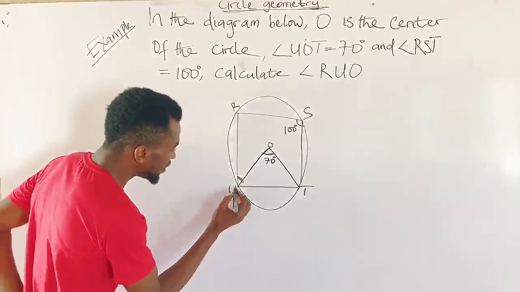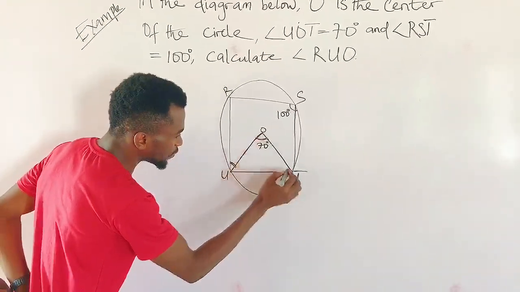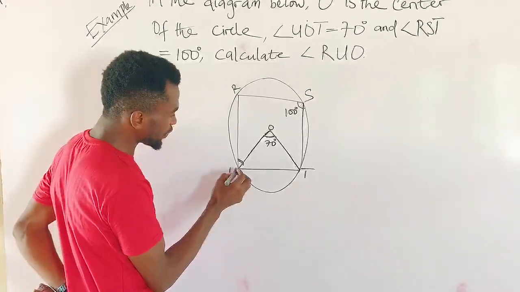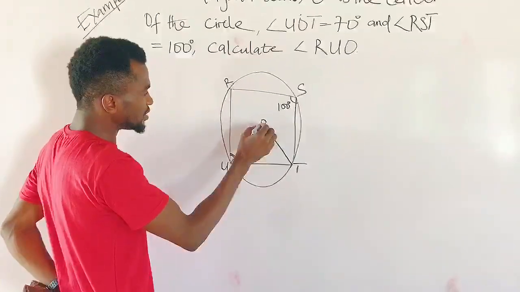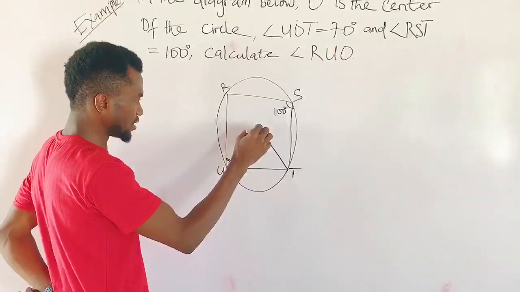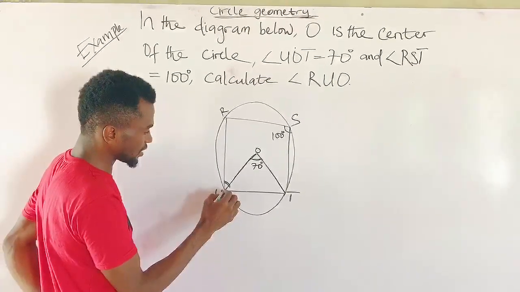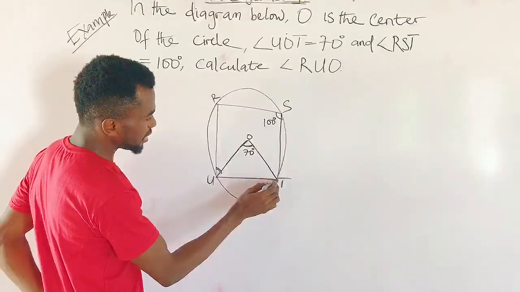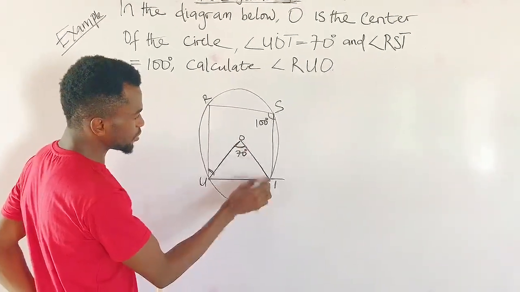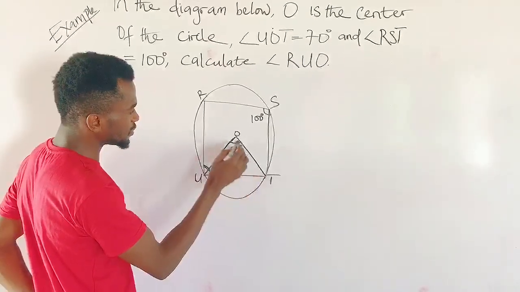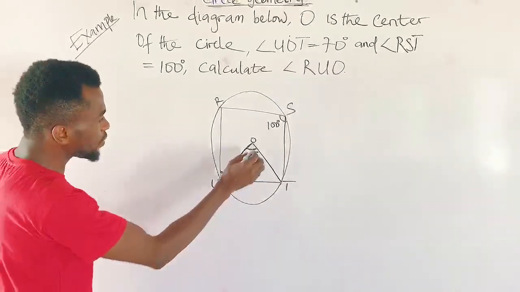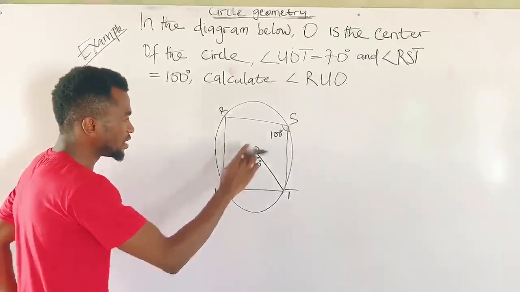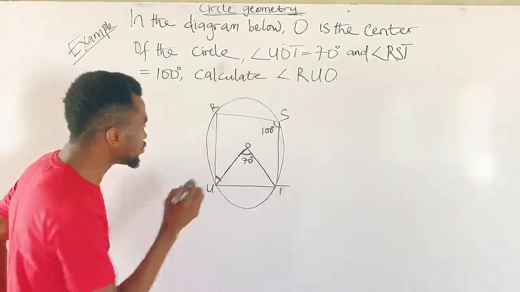Now if you observe this line from here to here and from here to here, they are radius, because they are lines drawn from the circumference of this cycle to the center of the cycle, because we were told that O is the center. A line drawn from the circumference of the cycle to the center is the radius. And this line, OT, is also a radius, because it's drawn from the circumference to the center of the cycle. So OT is equal to OU. Let's bear that in mind. These two lines are equal. These are our radius.